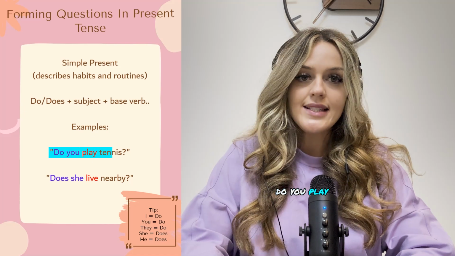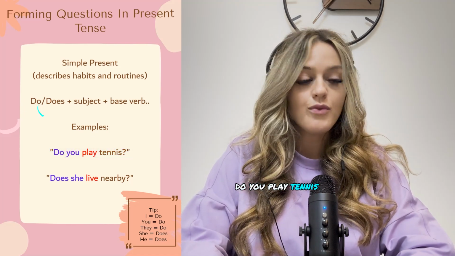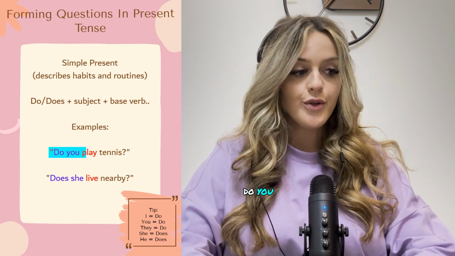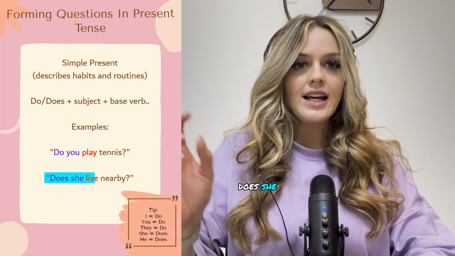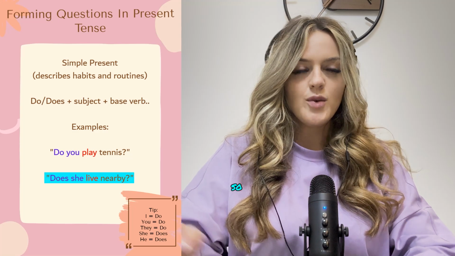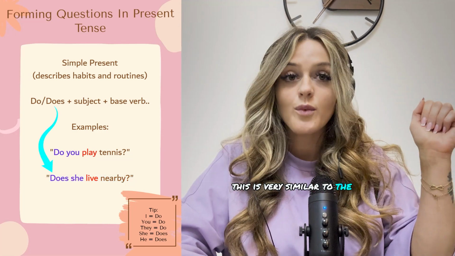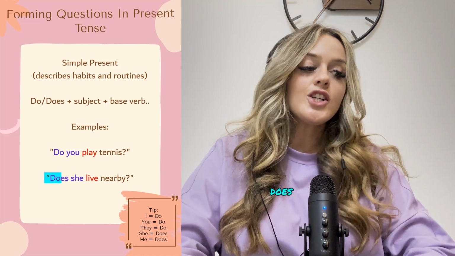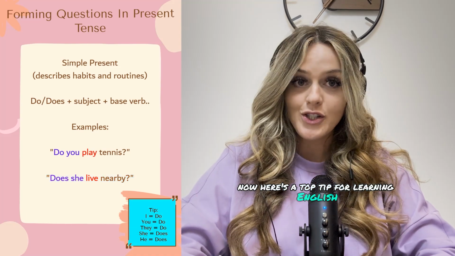Do you play tennis? The word do, and then the subject you. Do you play tennis? Next sentence. Does she live nearby? So instead of using do this time, I use the word does. This is very similar to the work that we did last week, so you might find this easier this week. Does she live nearby?